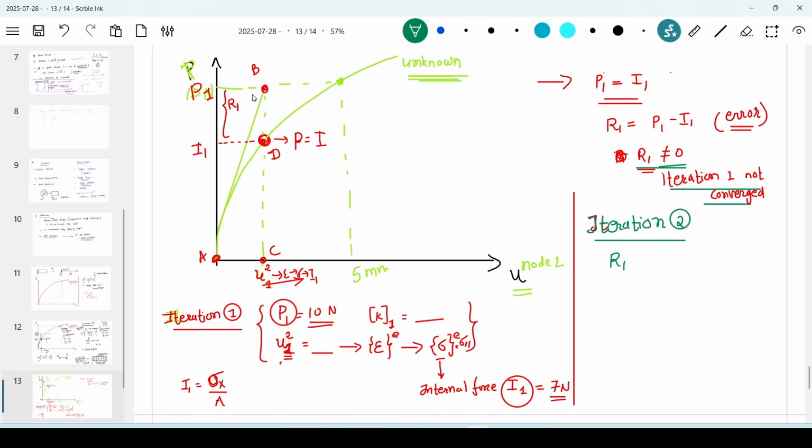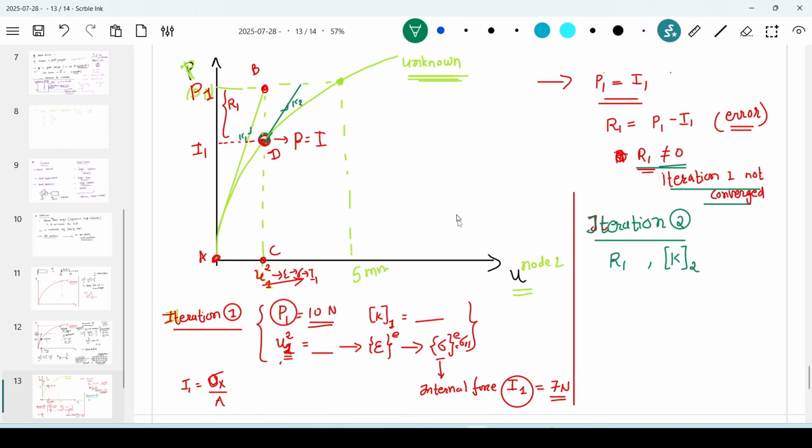This much is known. Then what else is known? We are at this point. So at this point we get the new stiffness, right? Like this. This is K1, iteration 1. This is the stiffness matrix K2. So R1 is known, and the stiffness matrix at iteration 2 is known because we know the new deformed configuration at the end of iteration 1.